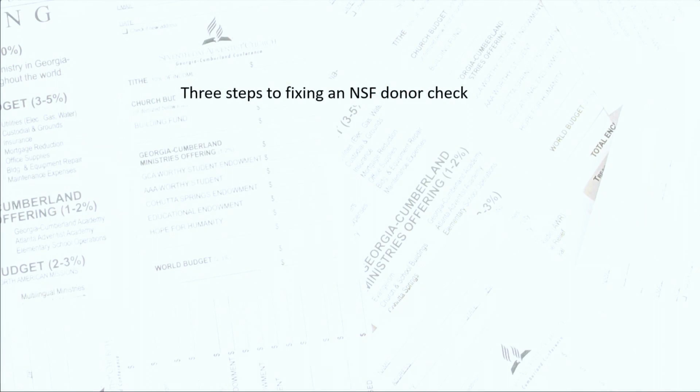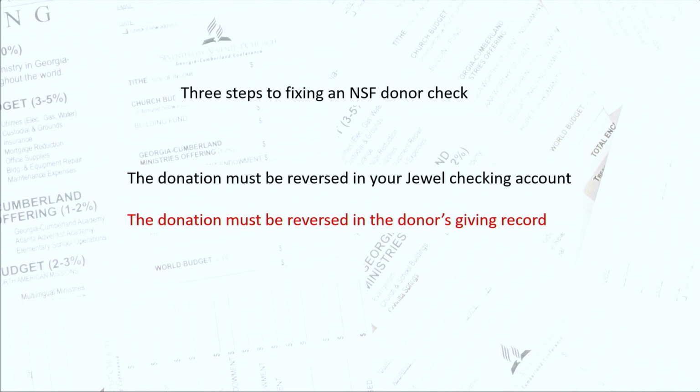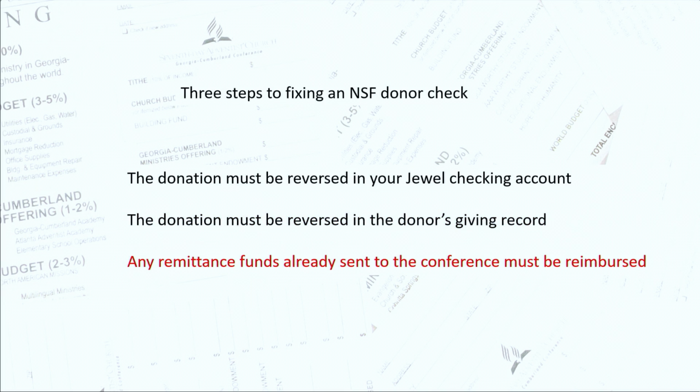Occasionally your bank will notify you that one of the donor checks you deposited has been returned for non-sufficient funds, or NSF. Now what? Three things have to happen to fix this. The donation must be reversed in your Jewel checking account to match the bank's actions. The donation must be reversed in the donor's giving record so their receipt is correct. The church needs to be reimbursed for conference funds if they've already been remitted. Fortunately, Jewel will do all three for you. Here are the steps to take.